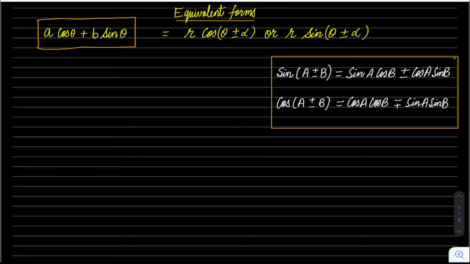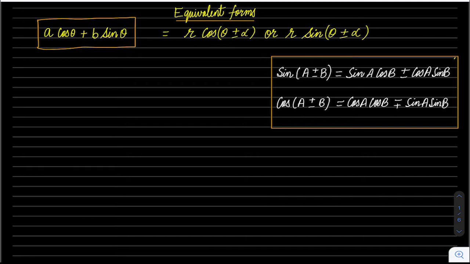Okay, so a cos theta plus b sin theta can be written in four forms. It can be r times cos of theta plus alpha, it can be r cos of theta minus alpha, or in terms of sine, it can be r sin of theta plus or minus alpha. So these four forms we can write a cos theta plus b sin theta. Now it depends on the values of a and b, whether we will write in cos or sine, or cos theta plus alpha or cos theta minus alpha.